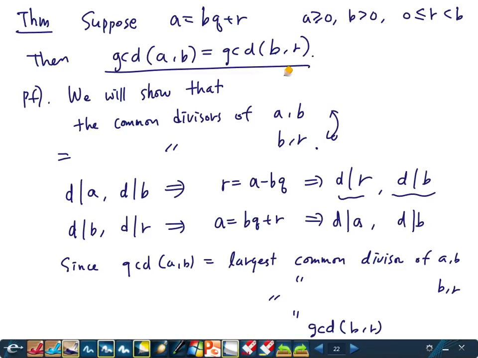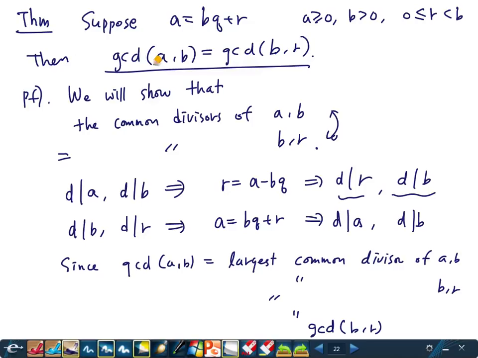What does this say? Which one is bigger? Let's say A is big. If you divide A by B, R is smaller than B, right? So in this part, B and R, the numbers will be smaller than A and B. This means we can decrease the size of numbers. We can keep applying this theorem again and again, and we will eventually end up getting a very small number. And that will be the GCD that we want.